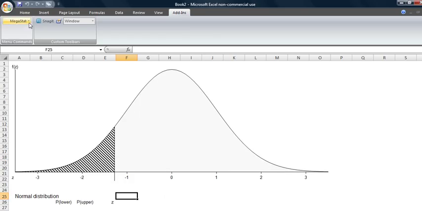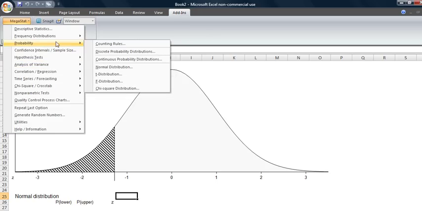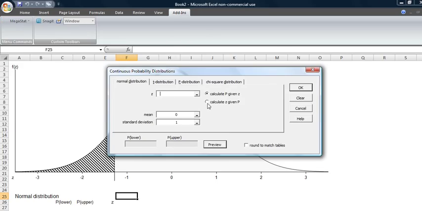So now I'm going to go back to MegaStat, probability, continuous this time, and I'm going to go to this one, and I know this one works. I just need to do the update on my computer, and I didn't. So here I want to calculate z given p. This time I'm going to type in my 0.1. Click preview. That's your critical value. Remember, if your alternative is greater than, it's positive. If your alternative is less than, it's negative. And you simply type the values in here.